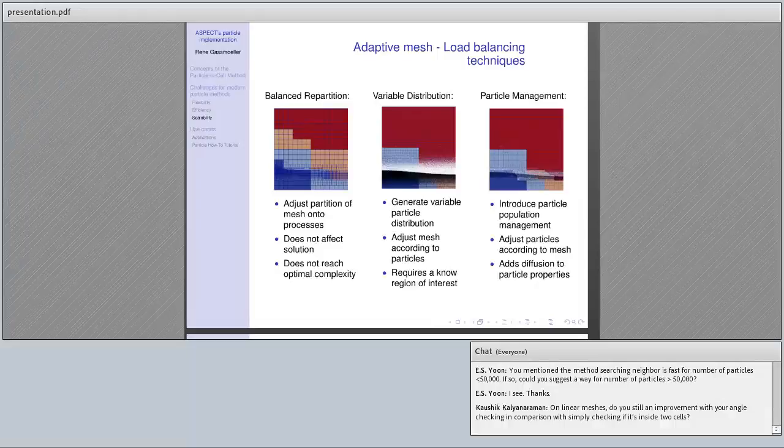Other things that you can do is, if you know in advance the region of interest of your model, you can distribute the particles to have a higher density in that region than in the other regions. And since your mesh will also be refined in that region, you automatically get a better load balancing. Of course, for that, you need to know the region of interest in advance.